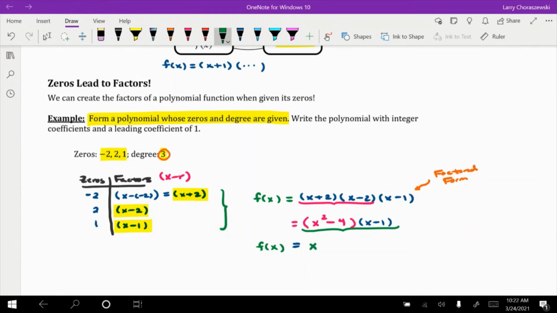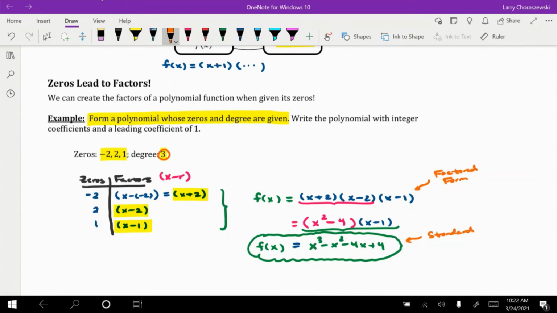All right, I'm getting x cubed minus x squared minus 4x plus 4. All right, Robert's getting that too. Everybody else getting this polynomial? Awesome. So this is our polynomial function in standard form. And the nice thing about having the function in standard form is that we can clearly see that the degree is 3.